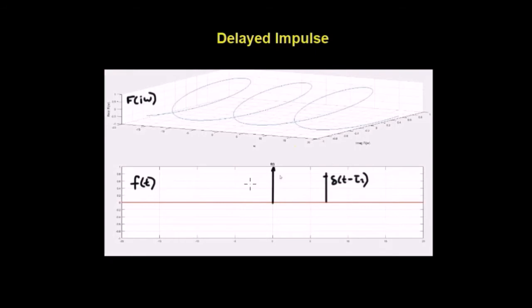So you can see where we're going with this. We know that the delayed impulse is going to give us a complex exponential in the frequency domain like this, and we know we're going to create the impulse train by adding up lots of these delayed impulses, and they're all delayed by a particular period.